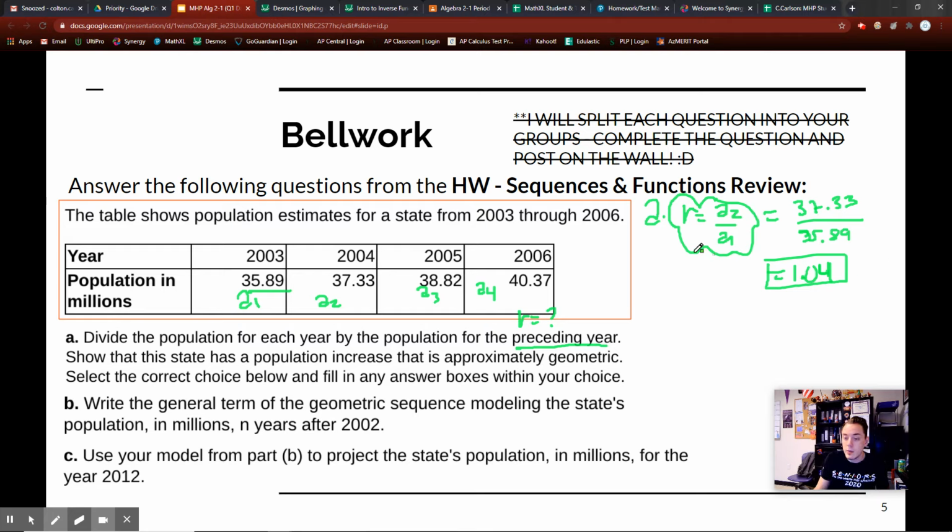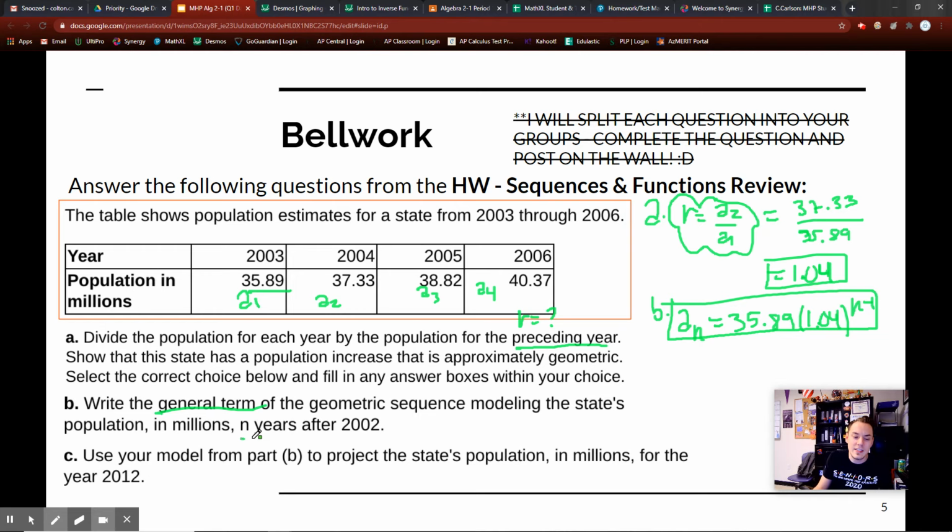So now what we want to do is go to B. B is saying write the general term. Well, the general term is really easy. I have the first term and I have the R now, so I'm going to write a sub n equals, first term is 35.89, and then times my R is 1.04, and then n minus 1 in the exponent. So that is my general term formula.